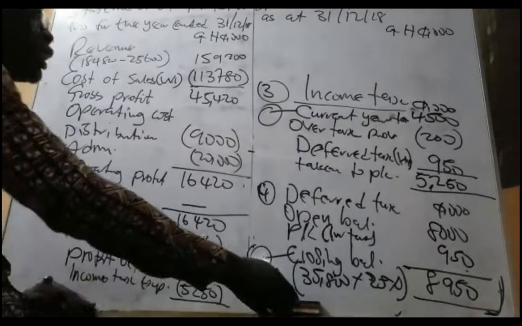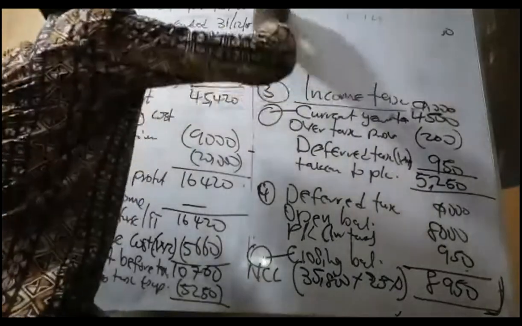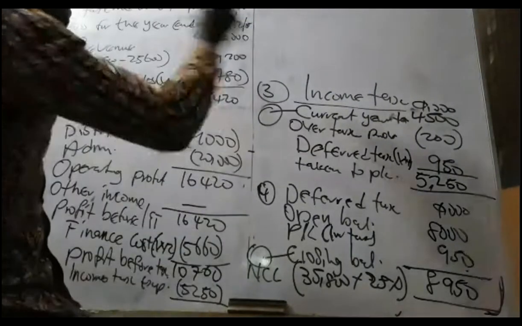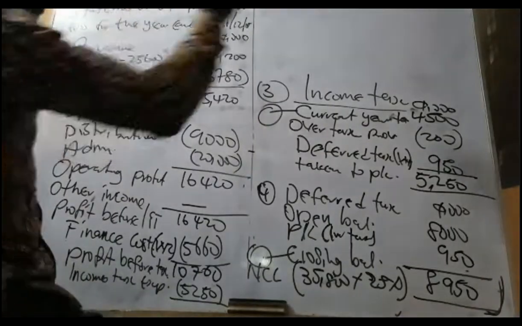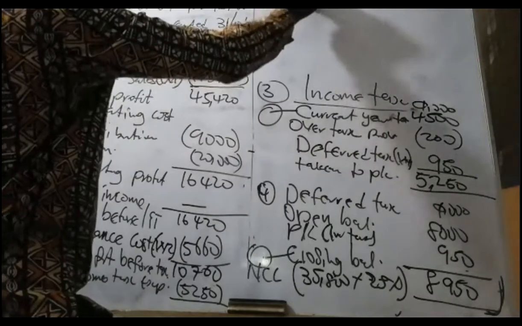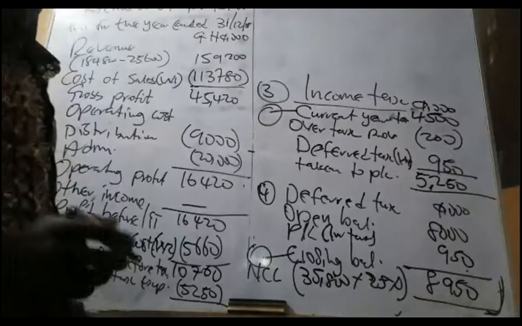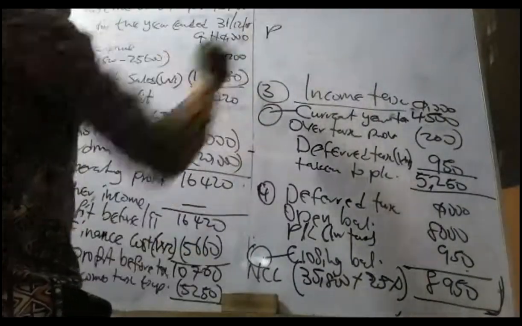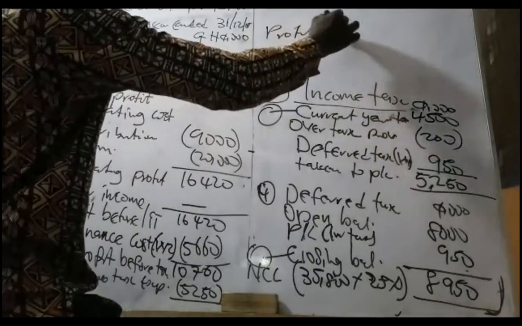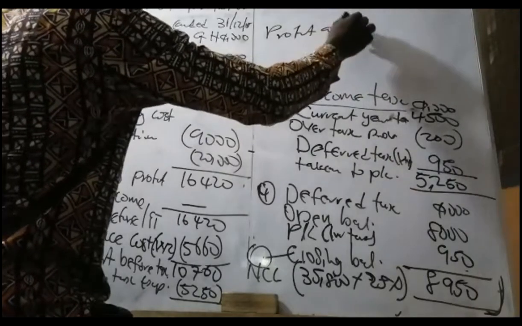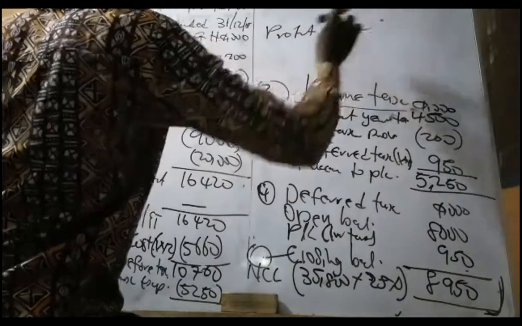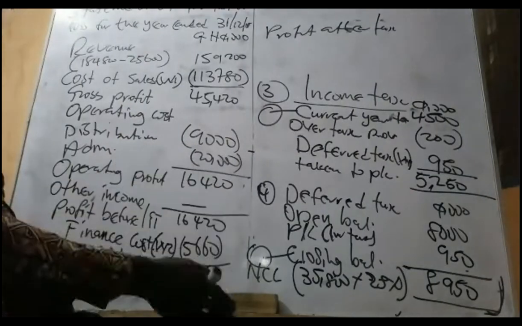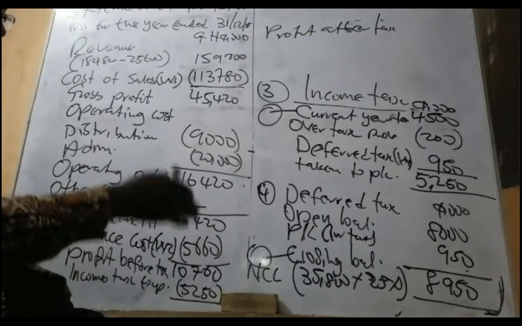So now, what's the profit after tax? Let me continue from this section. Financial position, you are going to tackle that for me. So what do we do? Yeah, we will look at profit after tax. Sorry, let me step down. So profit after tax will be, this was the profit after tax. You take 5,250 from 10,760.